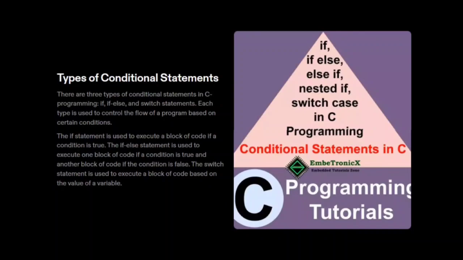The if statement is used to execute a block of code if a condition is true. The if else statement is used to execute one block of code if a condition is true and another block of code if the condition is false. The switch statement is used to execute a block of code based on the value of a variable.